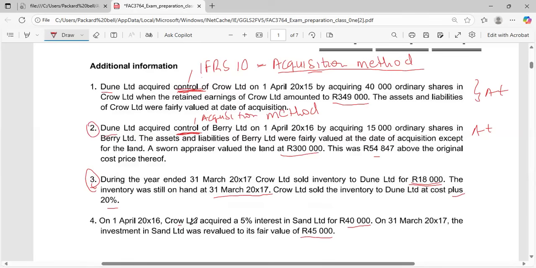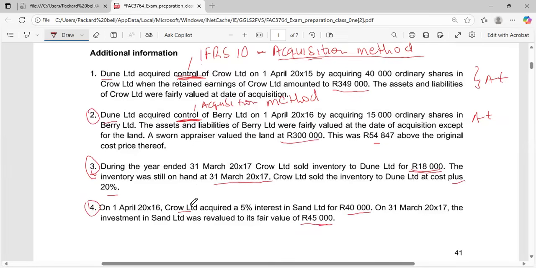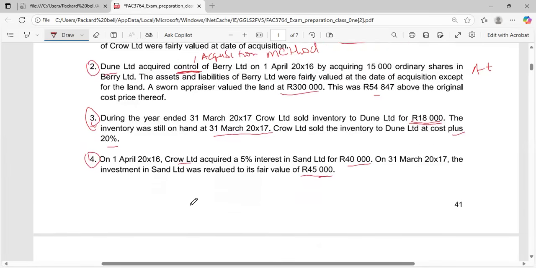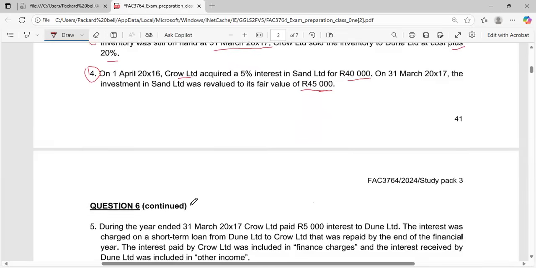So the acquisition by Crown Limited is only going to include the investment in said Limited. That is the only one that we are going to take here, the investment in said Limited, in our consolidation. Then let's look at number 5.